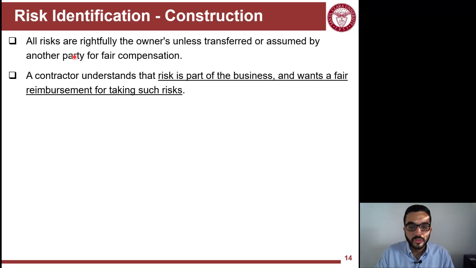Now the contractor would say, right, I can take that risk, but I have to price it. So contractors price risk. They don't reject it and say that's too risky. I can take risky projects, but I have to price it accordingly based on the risks out there.